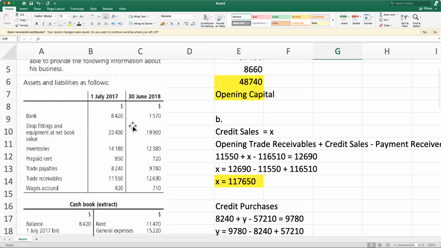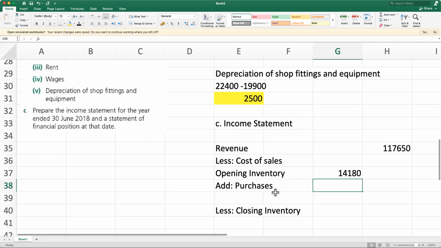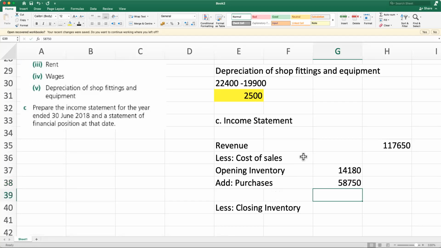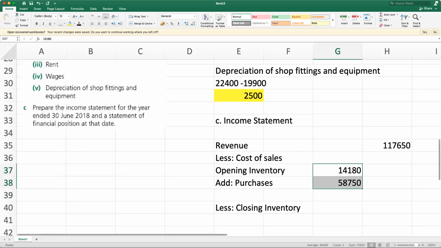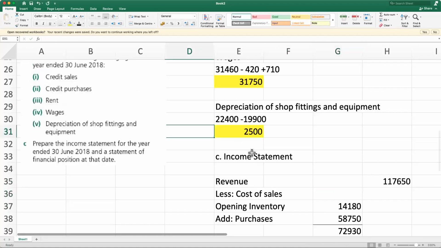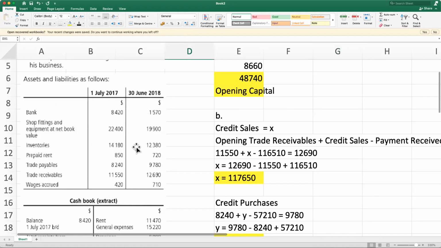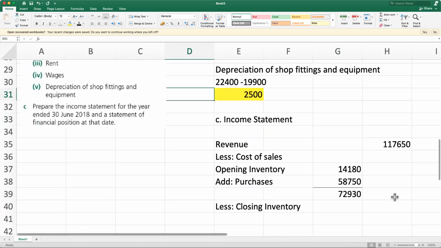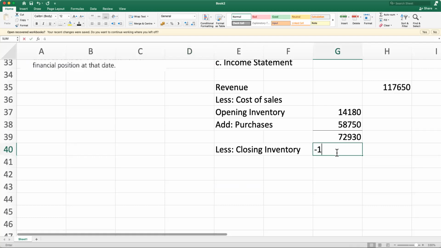14180, then purchases 58750. So we can total them up here. You can see 72930. So done pretty much. And then we have to reduce the closing 12380. I'm just going to put a negative here. You're supposed to put a bracket, by the way, so I can see my sum is 60,550.